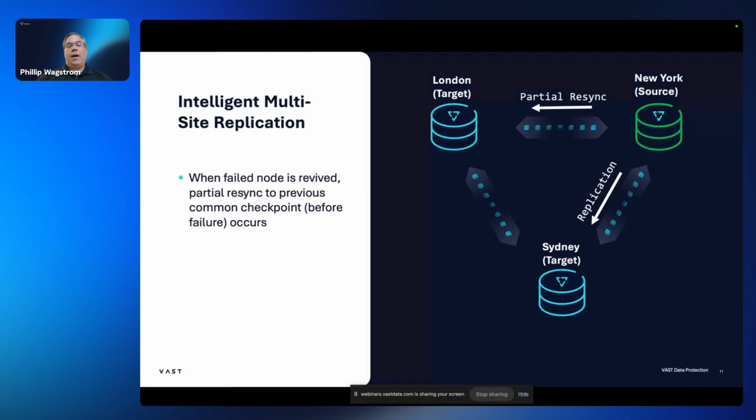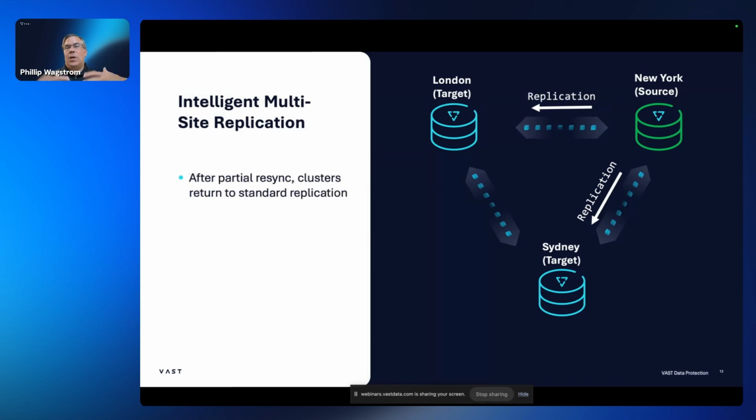So when the original source node comes live again, we are aware that its times have changed. We'll look at the last common checkpoint that we had when the replication happened, and we will do a partial resync between New York and London in order to resume that replication, and then we will continue upon that schedule to reverse that replication from New York back to London.